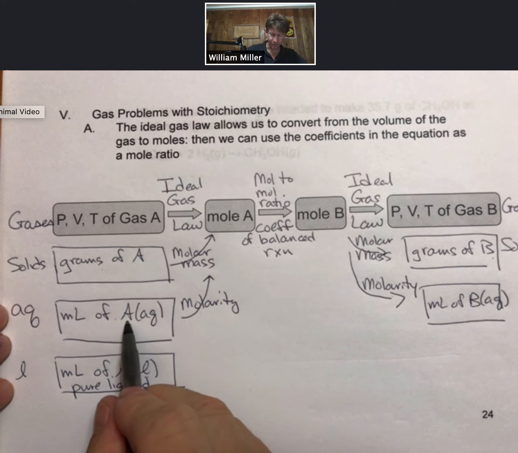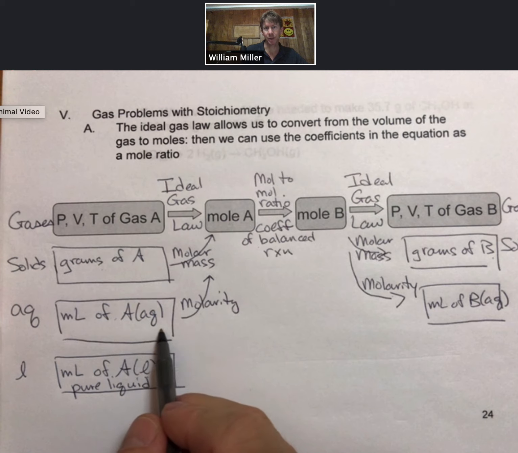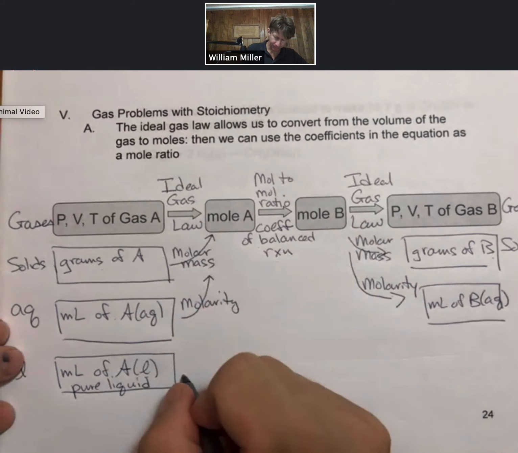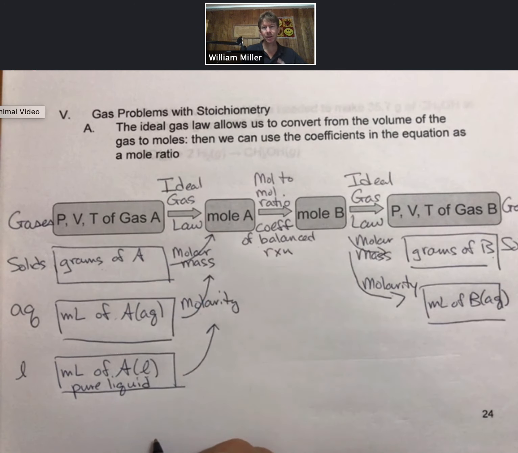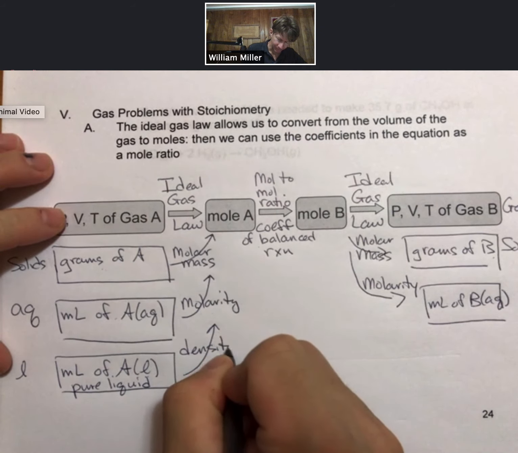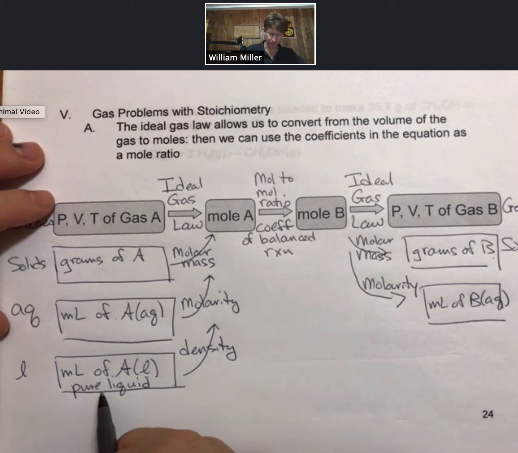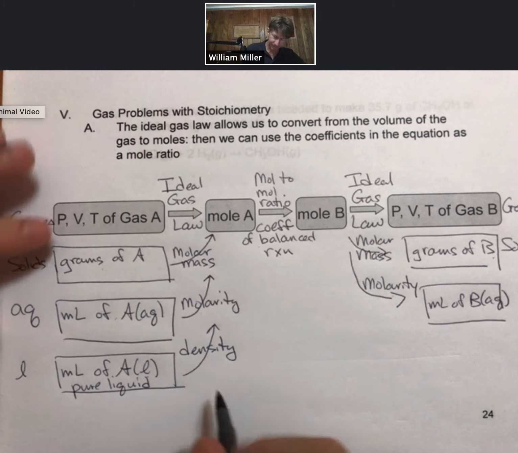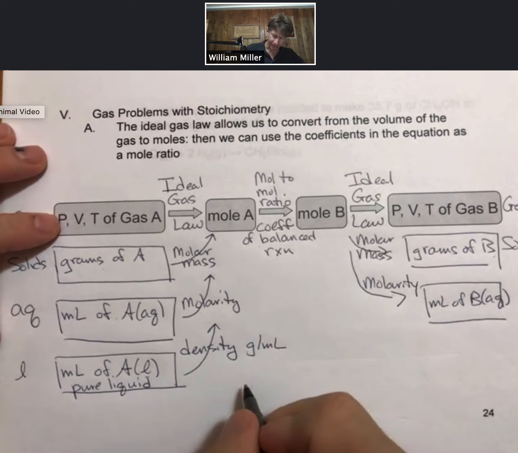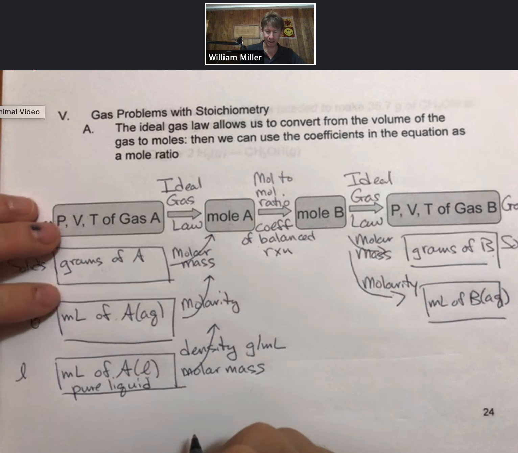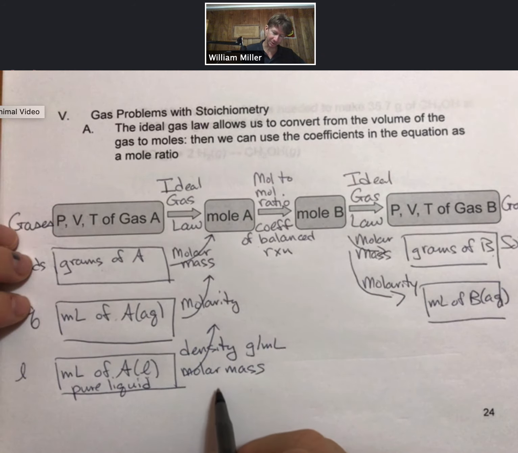And that's how you tell it from milliliters of an aqueous phase, where A is a solute. To get from milliliters to moles, you actually need two steps. One, you need the density of the liquid, because density will be in grams per milliliter, which will allow you to convert milliliters into grams. And then once you have grams, you need molar mass, because that allows you to convert grams into moles.